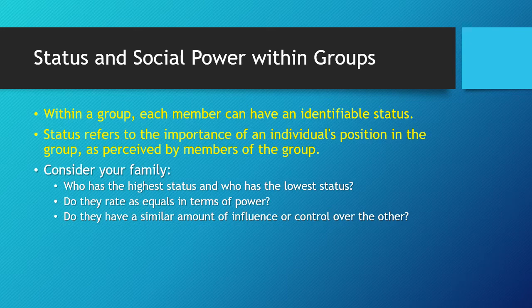Think about your family as well. Who out of every single member of your family has the highest status? Do you consider yourselves equals in terms of power? Do they have a similar amount of influence or control over the others? You'll probably find that your parents have the highest status and the youngest child has the lowest status.